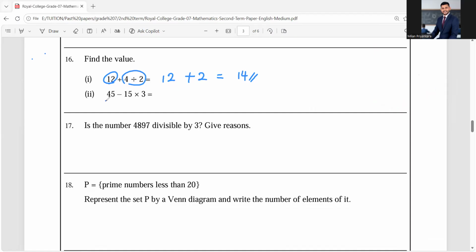Okay, let's see this. This is 45. This is 15 into 3. Now these are the two terms here. You cannot subtract 15 from 45, right? Because 15 has something else to be done with this 3, because that is one family. So 15 into 3 is also 45. Then 45 minus 45 is 0.